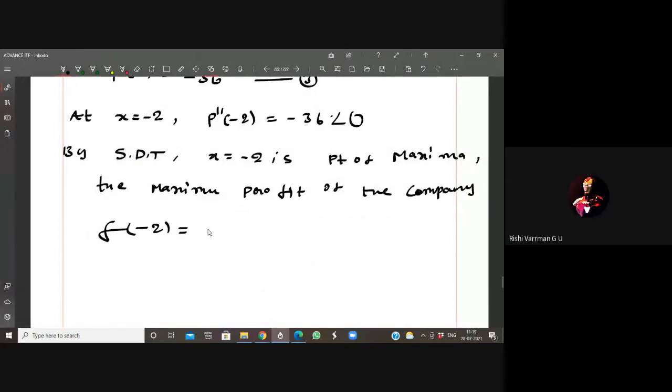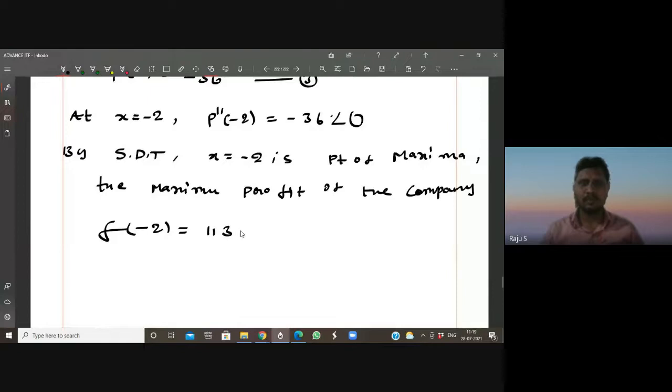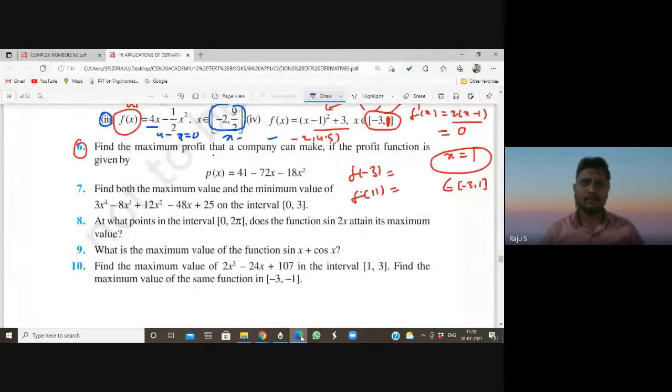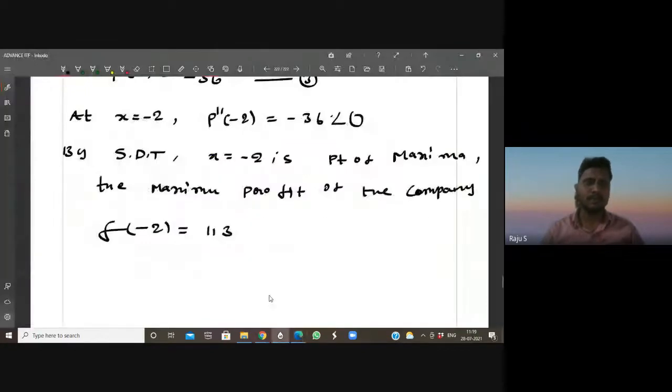113. Right. So this is the maximum profit of the company. Hence, the maximum profit that the company can make is 113 units.